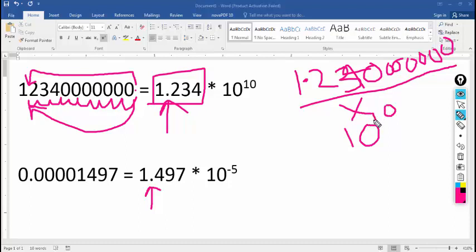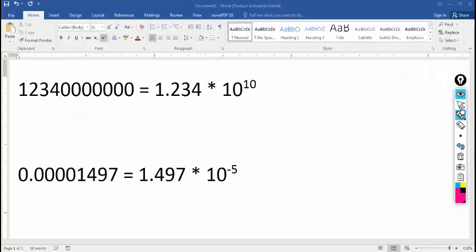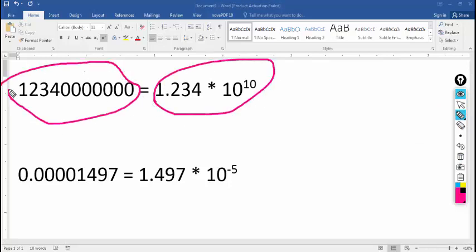That means what? If I multiply this number here by 10 to the power of 10, we will get the original number, and hence there is no difference of value between the number present here and the number given here. Both the numbers are exactly same. So this was the first example. Let us have a look at the second example.